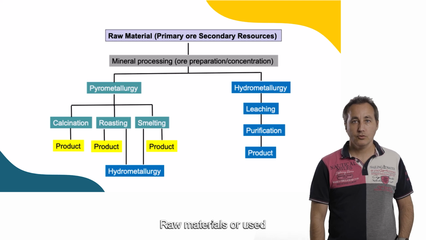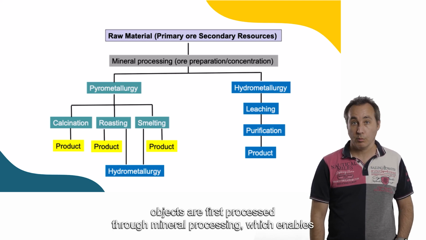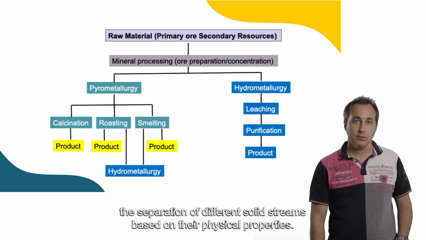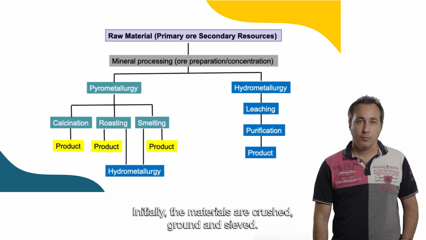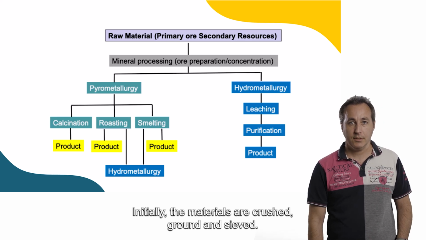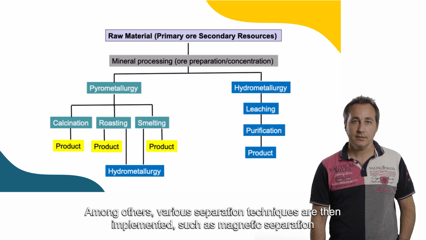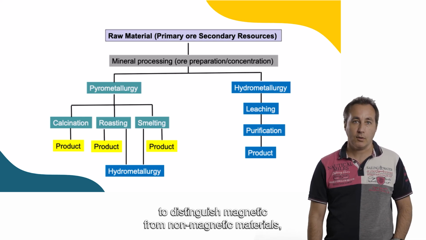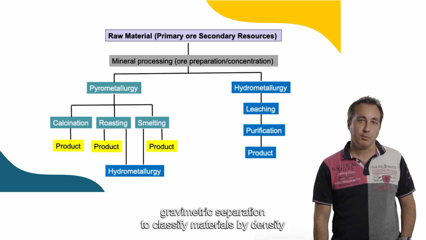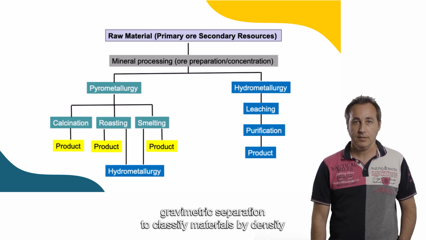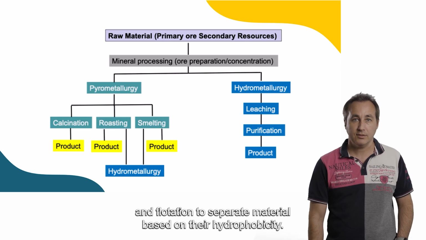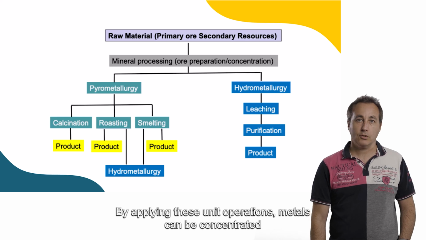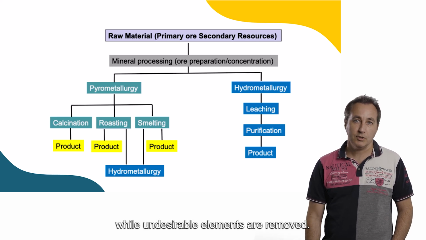Raw materials or used objects are first processed through mineral processing, which enables the separation of different solid streams based on their physical properties. Initially, the materials are crushed, ground, and sieved. Among others, various separation techniques are then implemented, such as magnetic separation to distinguish magnetic from non-magnetic materials, gravimetric separation to classify materials by density, and flotation to separate material based on their hydrophobicity. By applying these unit operations, metals can be concentrated while undesirable elements are removed.